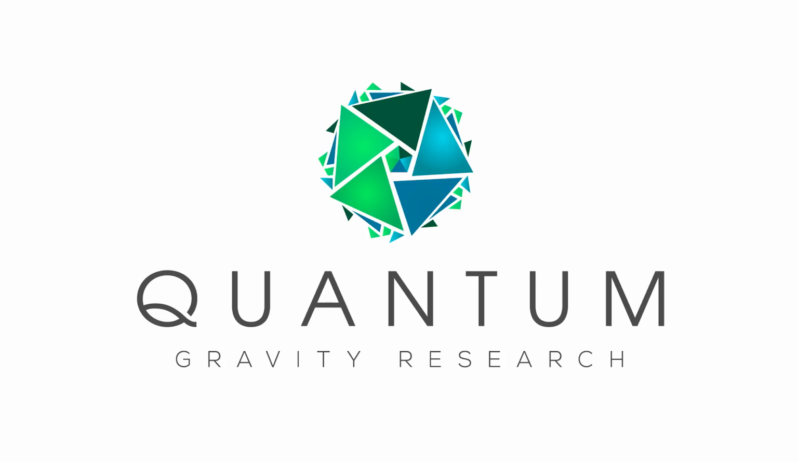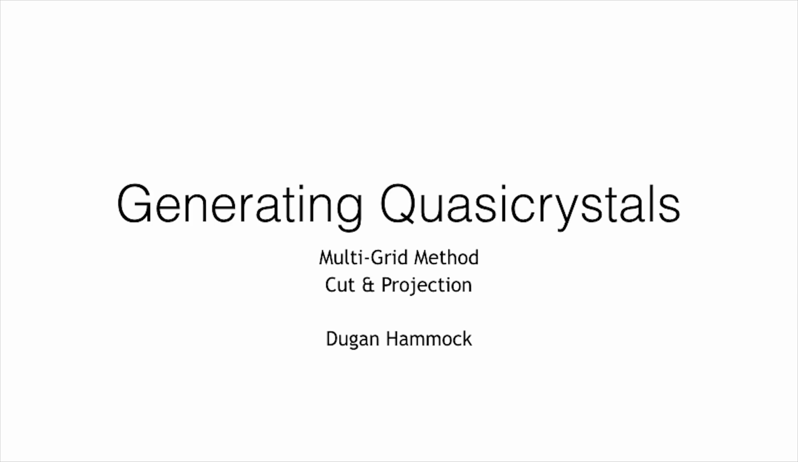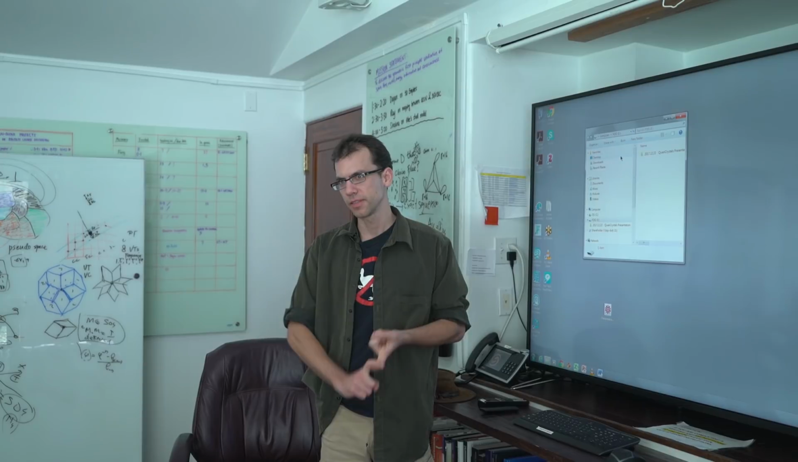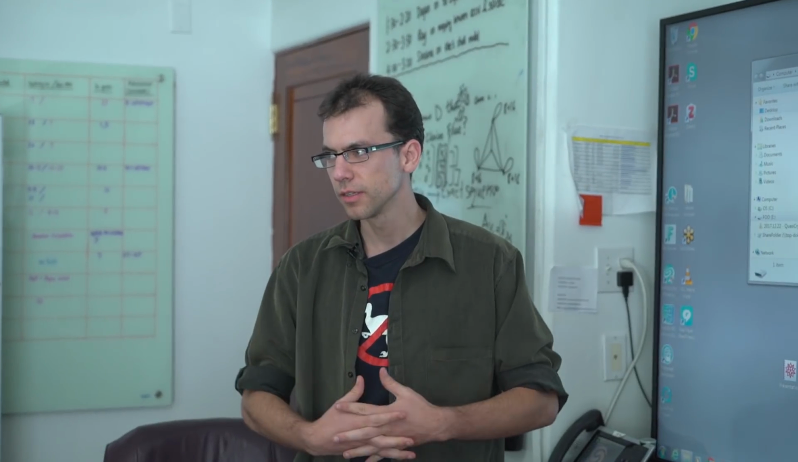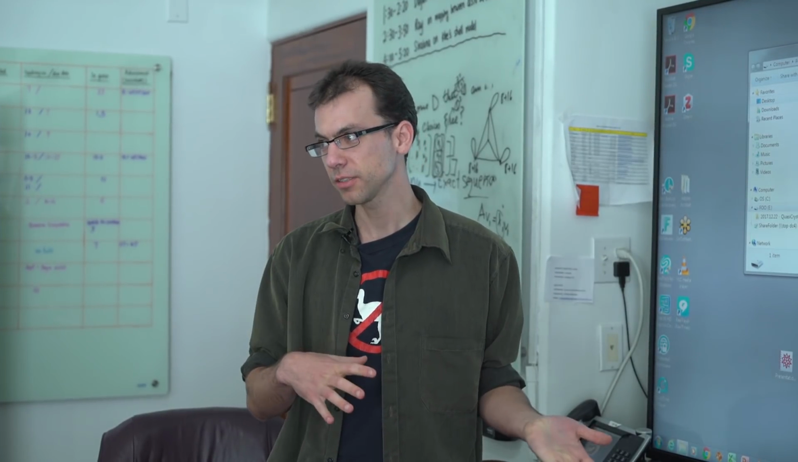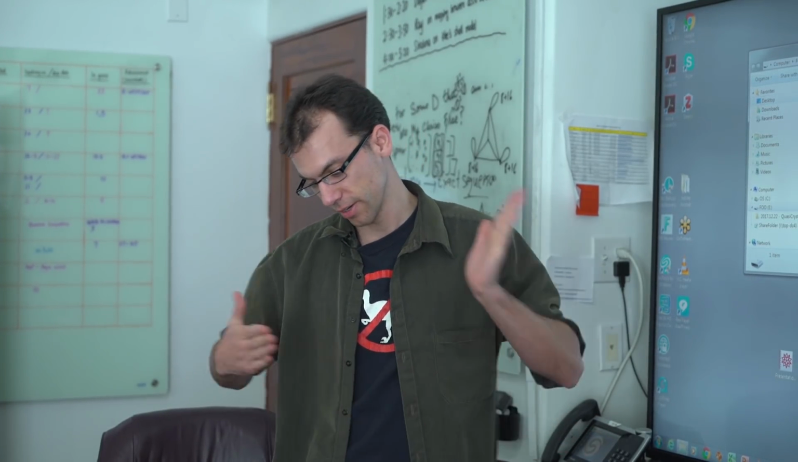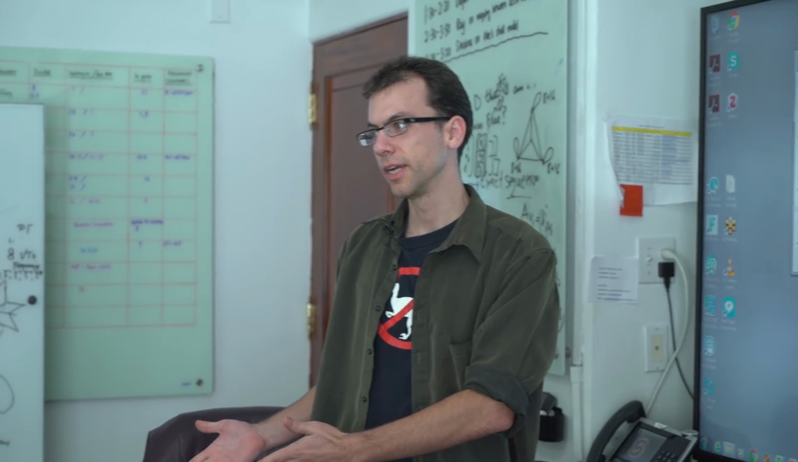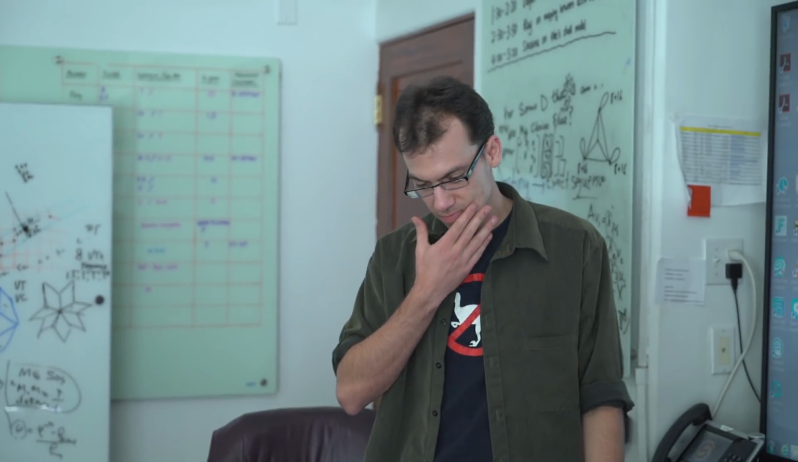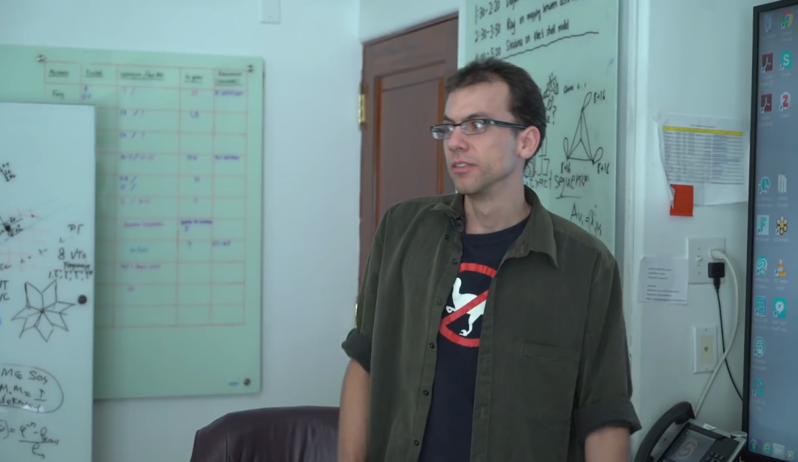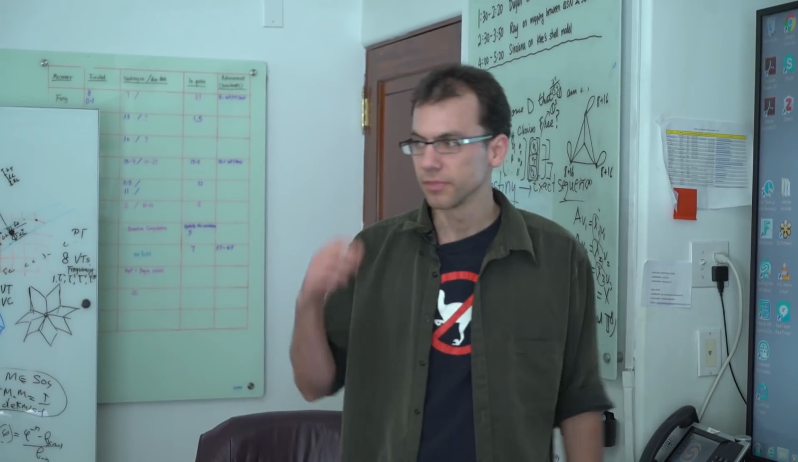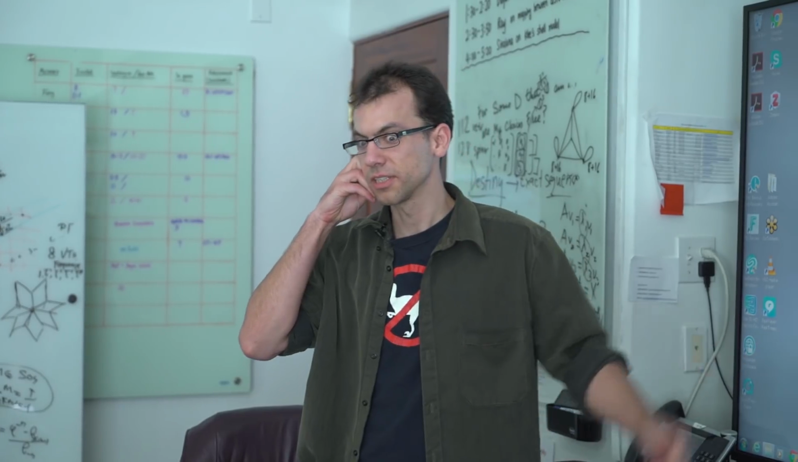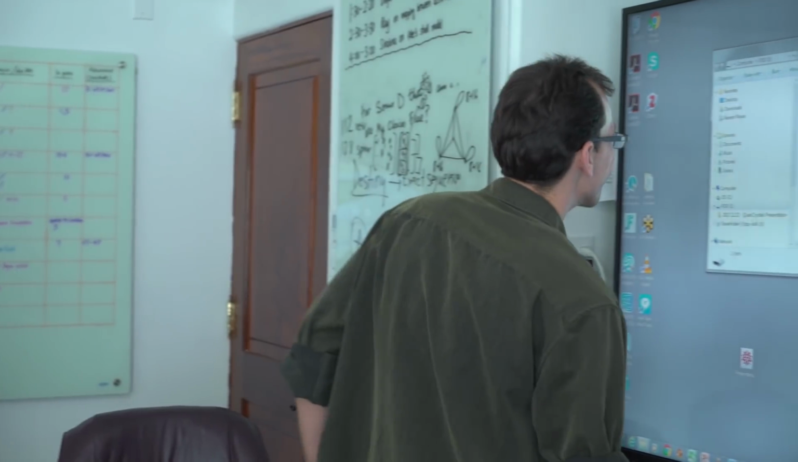Okay, so today I'll be talking about quasicrystals and methods to generate them: the multigrid method and the cut and project method, methods for generating empires, both in the multigrid and cut and project, and I'll talk about cut windows and vertex types. I'm just gonna start and see where it goes.